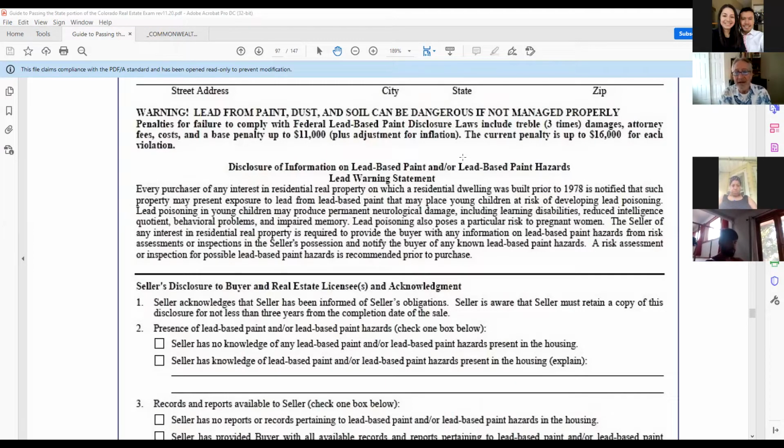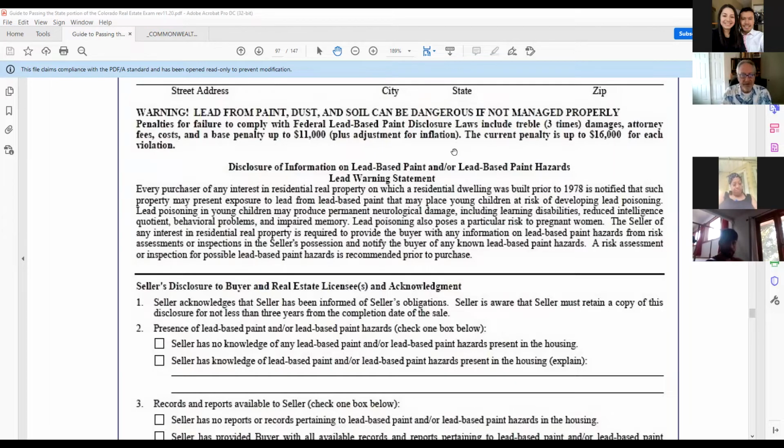Current penalty is up to $16,000 for each violation. So there's where your test question usually comes in. What's the current penalty? $16,000 for each violation. Don't forget treble damages, attorney's fees, and costs. Okay.